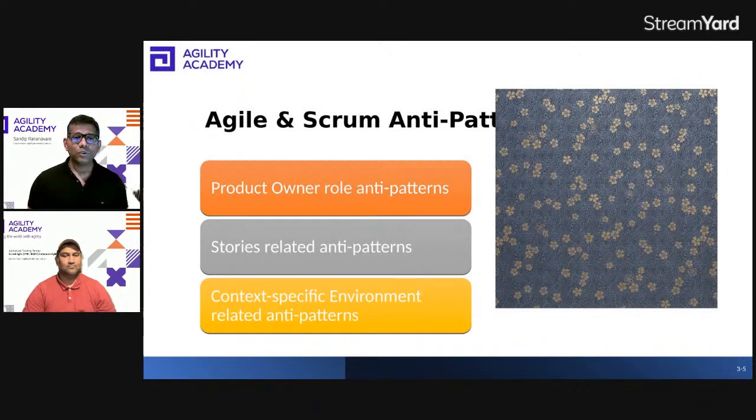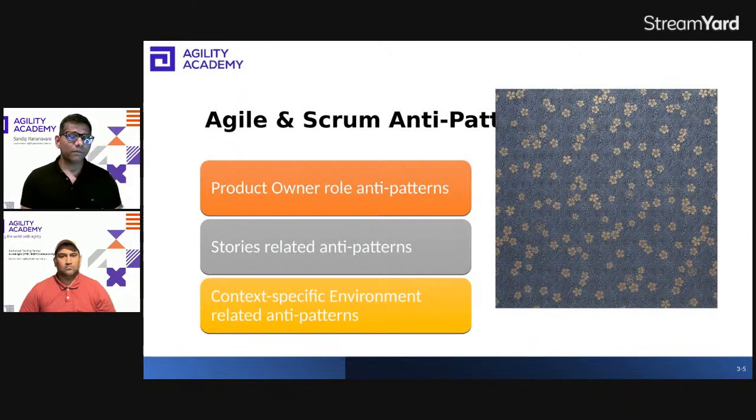Second one, stories related anti-patterns. So many times you might see that there are stories which are just dragging from one sprint to another sprint, or you got stories which are so big that at the start itself you will not have those stories fit in. So how to deal with those anti-patterns?